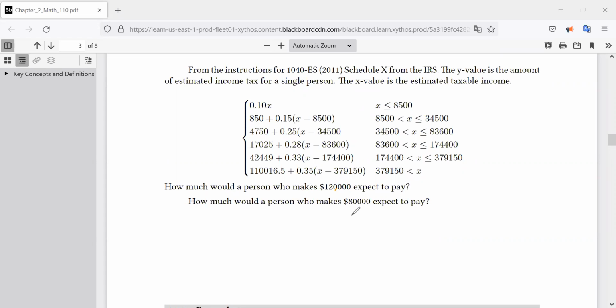So first off, which bounds am I using here? Am I using these bounds? No, x is too big for this, x is too big for this, x is too big for this, x is right in here, right? This is where 120 lies.